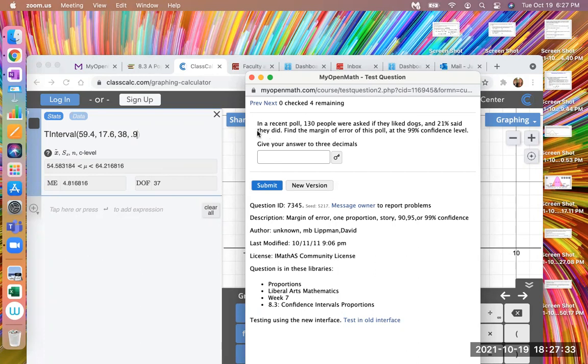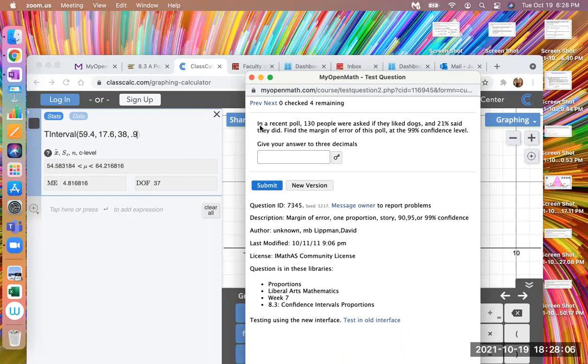So you have to ask yourself, is this a mean problem? Are they asking us to estimate the population mean? Because if this is a mean problem, there's a certain calculator test that we do, and there are certain formulas that you use for mean problems. But if this is a proportion problem, then there are certain calculator instructions and certain formulas that we're going to use for proportion problems. So that's the first thing you always have to ask with these problems: is it a mean or a proportion problem?